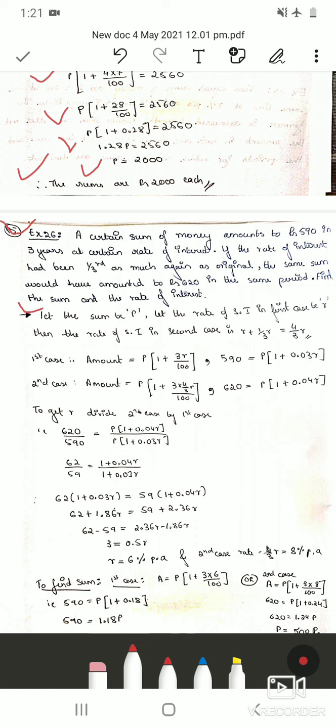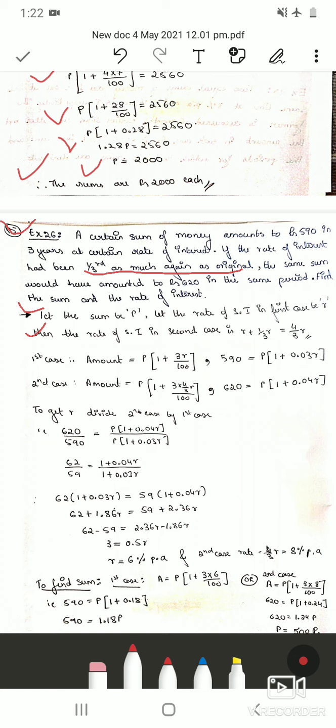So let the sum be P and the rate of interest be R in the first case. Then in the second case, the rate of interest will be R plus 1 by 3R, because they have given 1/3 as much again as original. So it will be 1/3 of R plus R. It will be 1/3 times more than what it was earlier. So it is R plus 1 by 3R. If they had given 1/3 less than as much as original, then it will be R minus 1 by 3R.